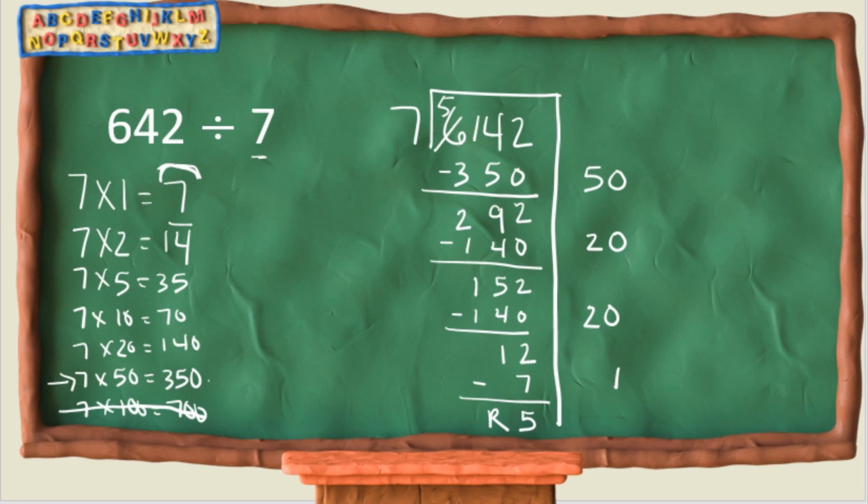Now let's go to the side and add up all of these partial quotients to find my final quotient. So 50 plus 20 is 70. 70 plus 20 is 90. 90 plus 1 is 91. So my answer is 91, and you want to make sure that your numbers line up in your place value. 91 remainder 5. So this is my final answer.